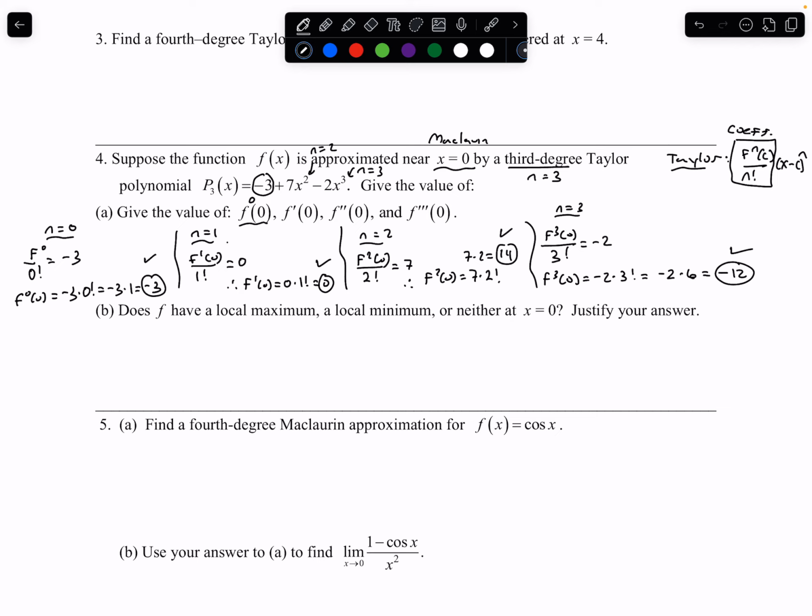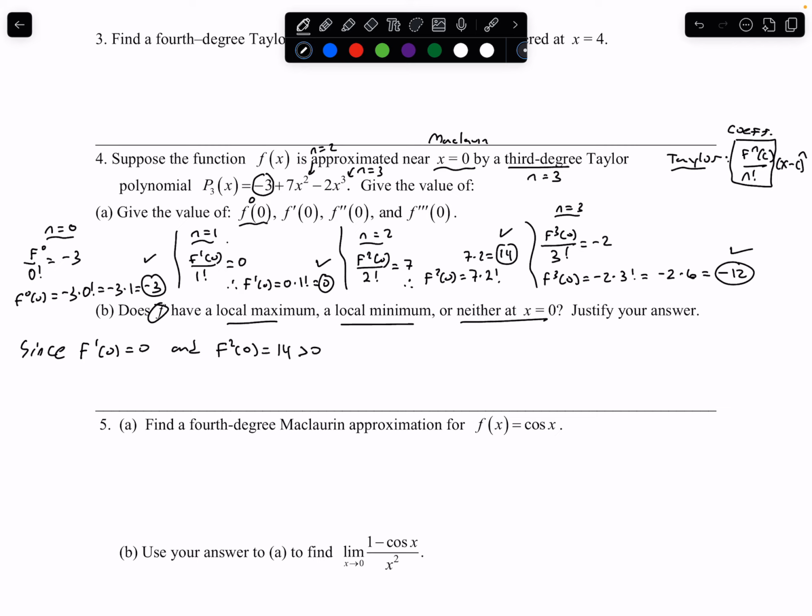So now the next question says, do we have a local maximum, local minimum, or neither at x equals 0? This would typically require a sign chart, but we don't really have enough information about f. So I am going to use my second derivative test here. For the second derivative test, we need to show that the first derivative is 0. So if we look at the first derivative at 0, what do we get? 0. So I can now say, since the value of the first derivative is 0 and my second derivative at 0 is 14, that's greater than 0.